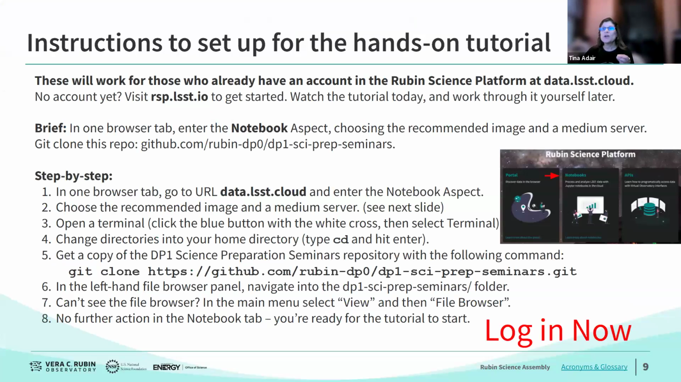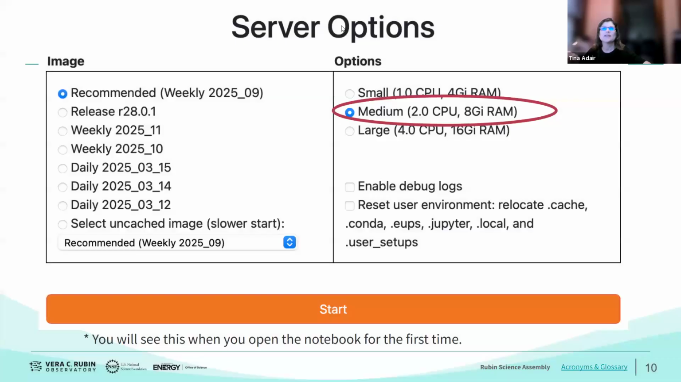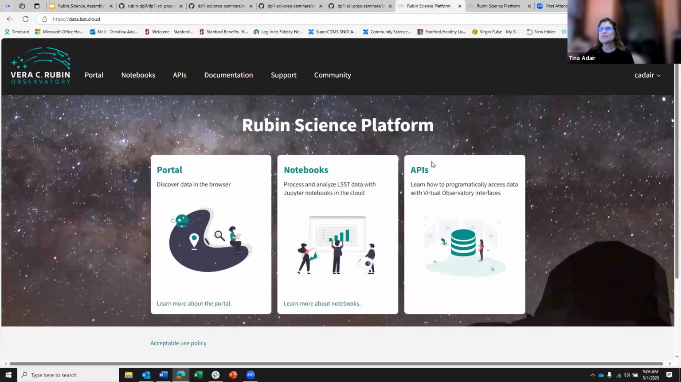All right, so the first thing we're going to do, I'm once again still trying to get you set up. We're going to go to the Rubin Science Platform, and if you want to follow along with both the portal and the notebook aspect, I would suggest you open up two tabs for the Rubin Science Platform. All right, so I've got two tabs here.